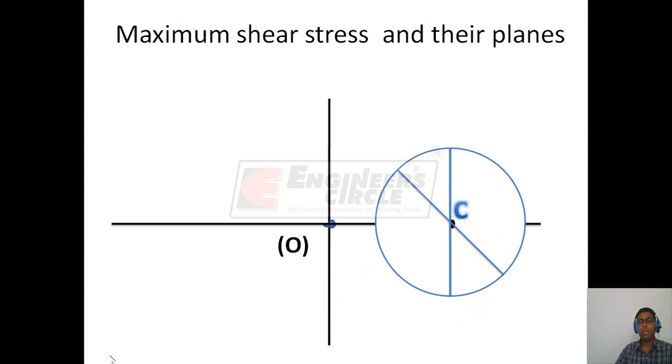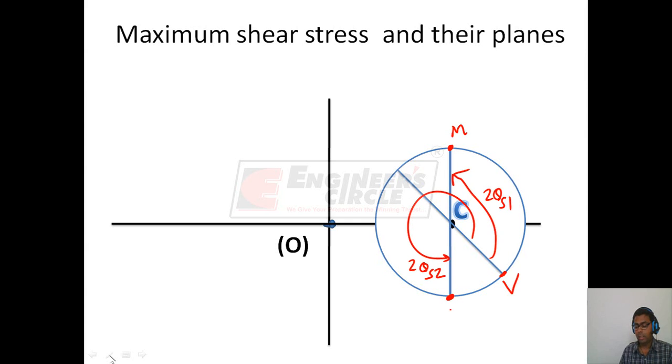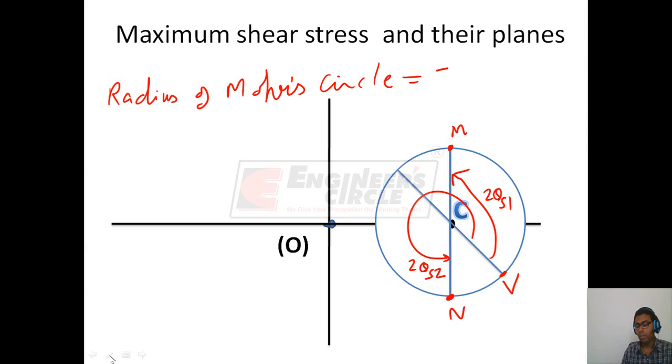Now, maximum shear stresses and their planes from Mohr's circle. The shear stresses are marked on the vertical line. Therefore, this point is representing the maximum shear stress and this point is representing the minimum shear stress. If this is the vertical plane, then this angle is 2 theta s1 and this angle will be 2 theta s2. Cm and Cn are the radius of Mohr's circle. Therefore, we get that the radius of Mohr's circle is equal to the maximum shear stress at a point.